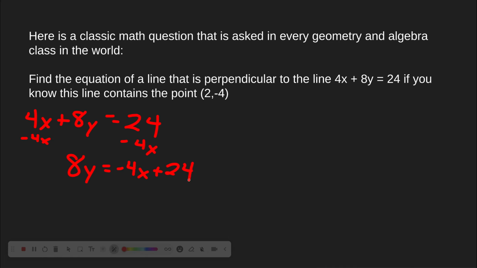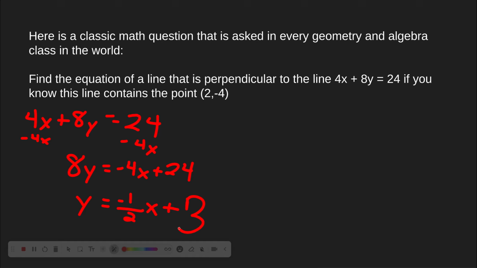Gigi, what would you have me do next? Divide by 8 on both sides. Divide both sides by 8. And you get y equals negative 4 divided by negative 8. That's negative 1/2. And 24 divided by 8 is 3. I almost wrote down a 4. Okay. All right, now we want to find the equation of a line that is perpendicular to that one.